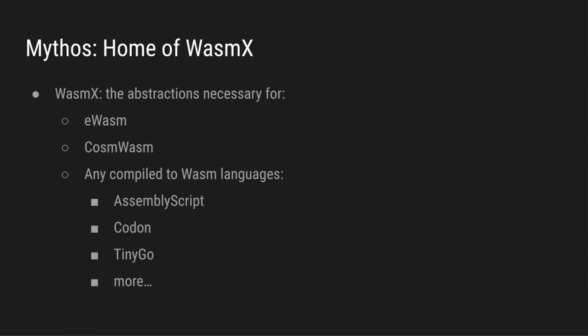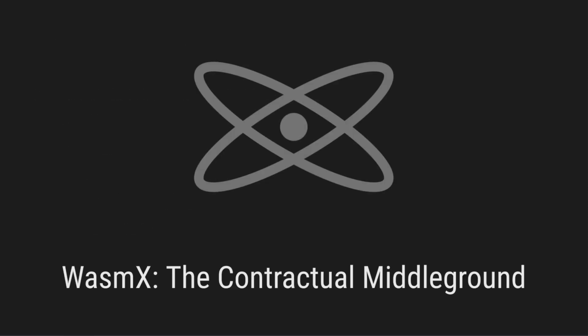WasmX is actually the core blockchain abstraction over which other VMs like eWasm and Cosmos can be built, and any languages that compile to Wasm can be used to create smart contracts, like AssemblyScript, Codon, or Python-like languages, TinyGo, and more. WasmX also means more flexibility for eWasm and different versions and flavors of Ethereum virtual machine, but this will be explained in future videos.